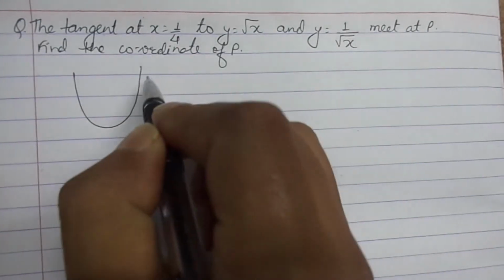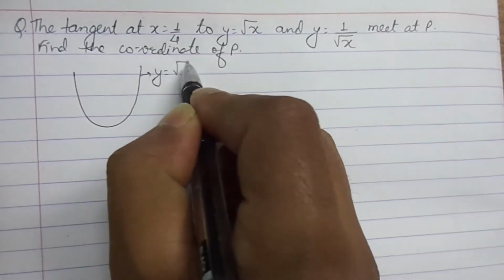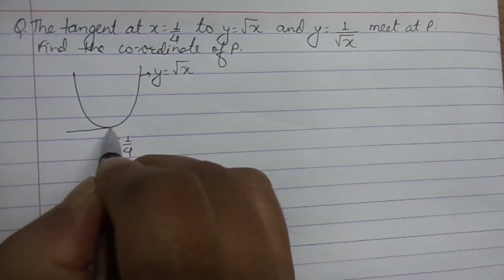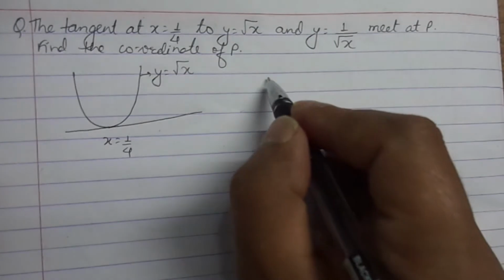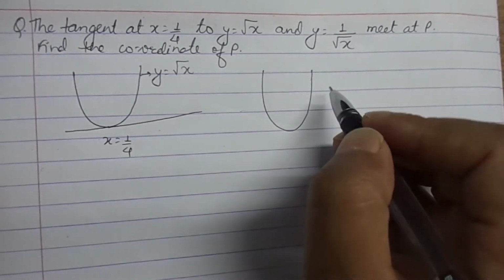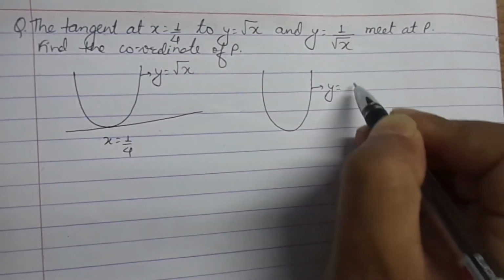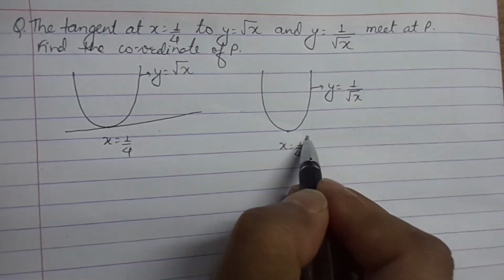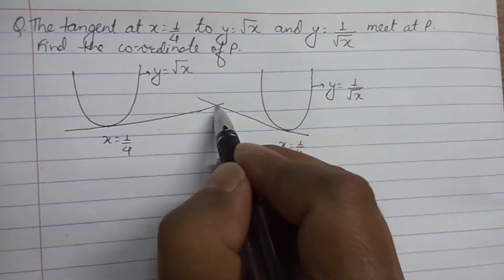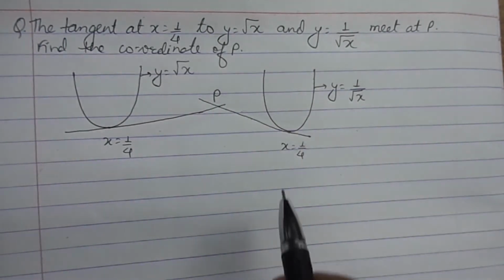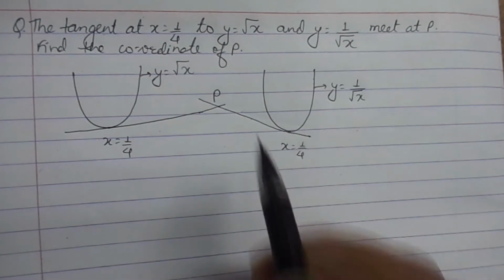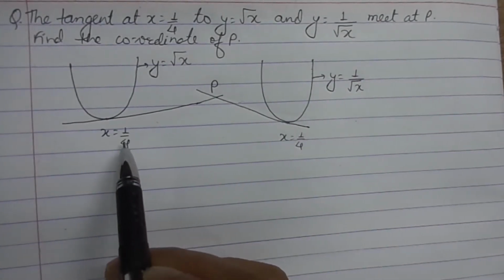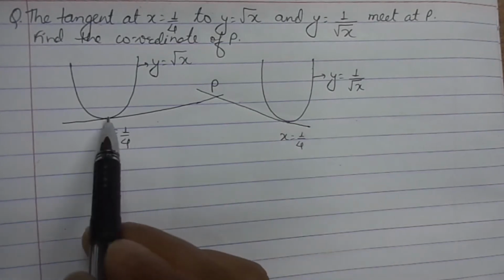Let us suppose this curve is y equals root under x, and suppose this is the point x equals 1 upon 4. Our tangent is drawn. Similarly, suppose the next curve is y equals 1 upon root x, at the same point x equals 1 upon 4. We draw a tangent such that these two tangents meet at the point P. Again, I want to remind you that it is just a figure to help solve the question, not the exact figure, as x equals 1 upon 4 cannot be at different points in the same plane.